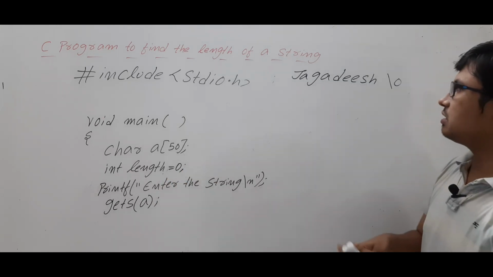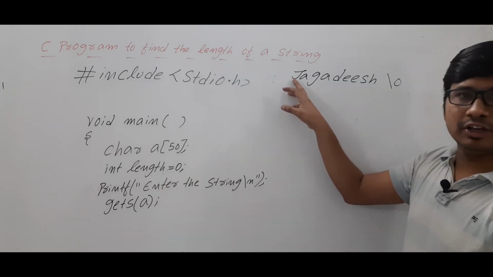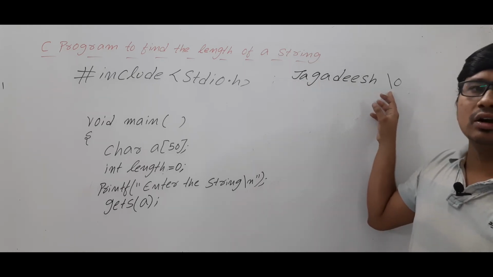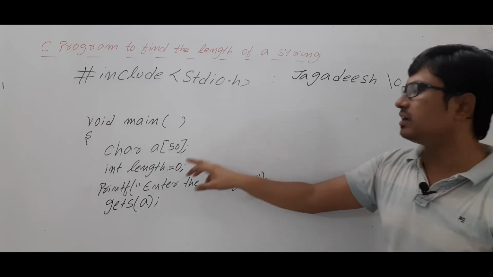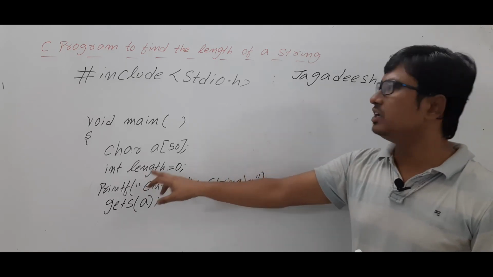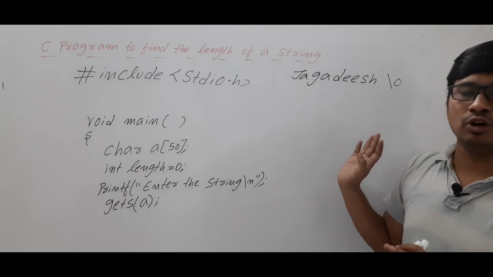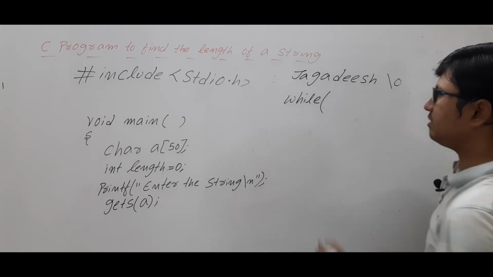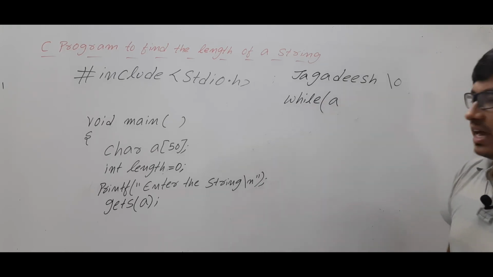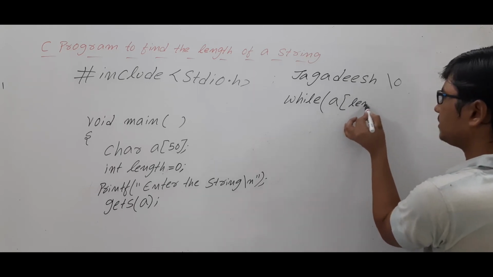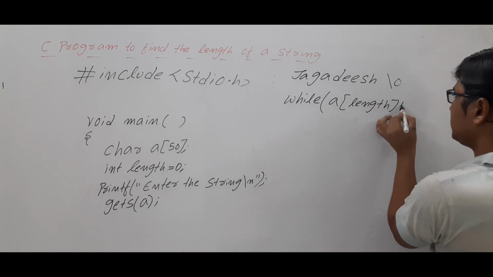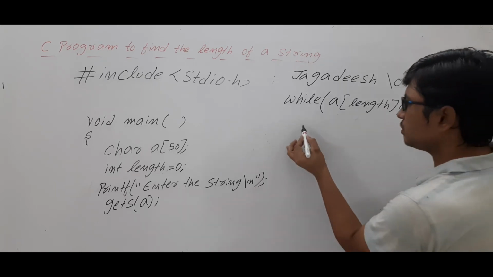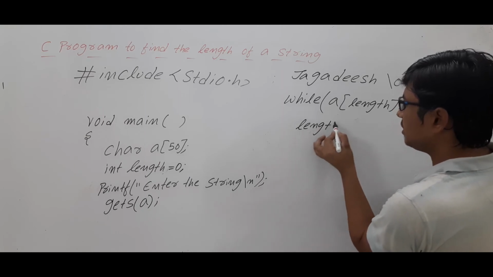So first you will take the j variable and you will check whether it is equal to \0 or not. If it is not \0, then you will increment the length variable. If it is equal to \0, you will stop. So I will take a loop which is a while loop, and I will take a as the name of the array and a of length is not equal to \0. Is it clear?